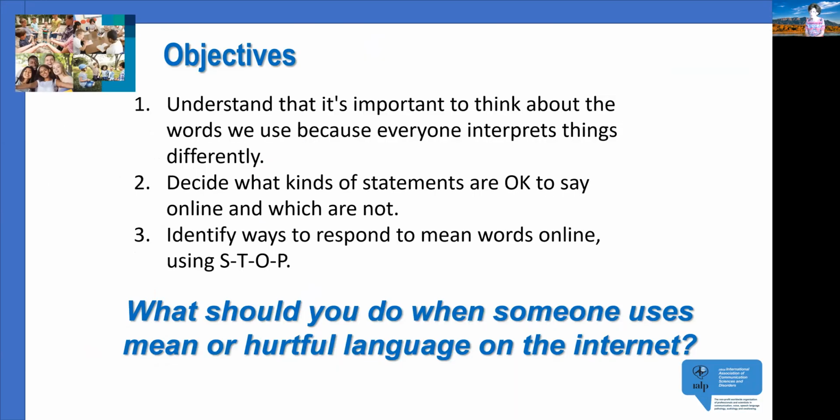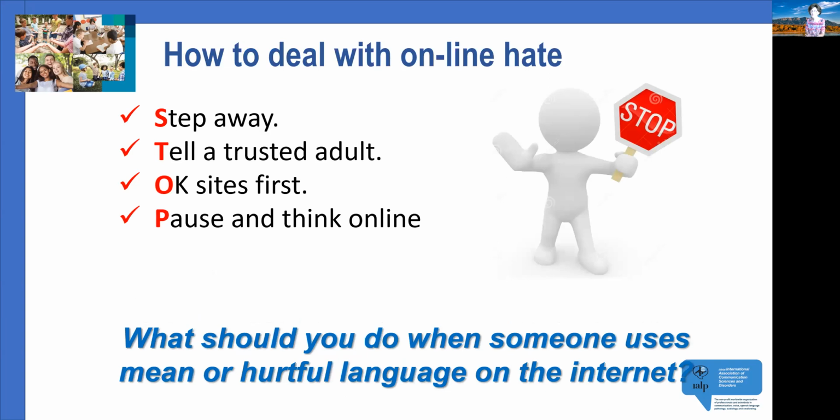And you're wanting students to be aware, just because the word sounds okay to them, it might not sound okay to somebody else. Get students to think about what kinds of things are okay to say and not okay to say. And then Common Core suggests the strategy stop. When you see something nasty online, step away. Tell a trusted adult. Have adults okay sites. This is particularly true for young children. Pause and think. Do not be so quick to just pass information on.